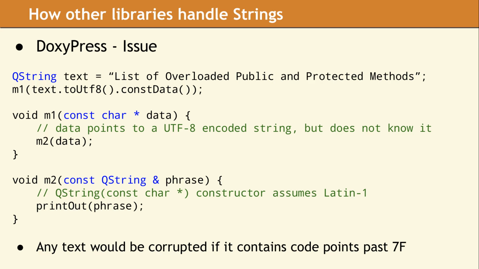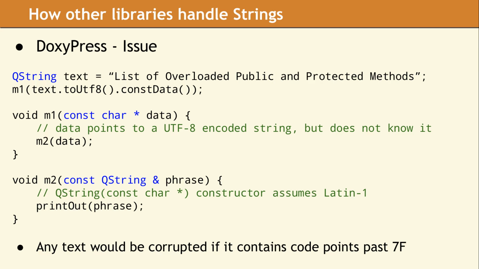And the answer is, when you do not know what encoding a string is in, you cannot safely work with it. When we call M1 here, we are passing the data as a const char star. Data refers to a string which is encoded in UTF-8, but there is no way that M1 can know what encoding the string is in. When M1 calls M2, a new QString is constructed for the call. The QString constructor assumes that the input is Latin 1. At this point, all of the text outside of the basic ASCII 128 character set is completely mangled.